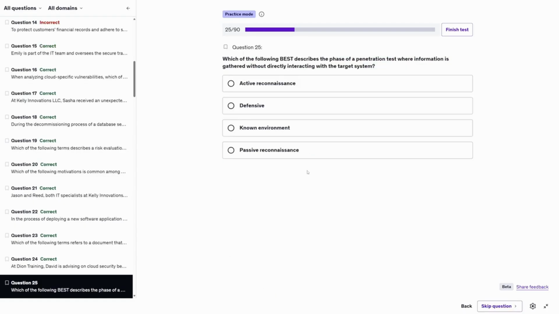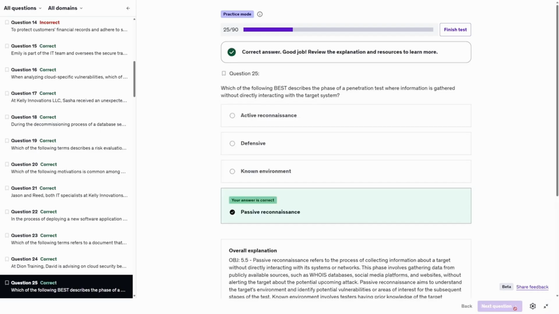Which of the following best describes the phase of a penetration test where information is gathered without directly interacting with the target system? This one here is going to be called passive reconnaissance.